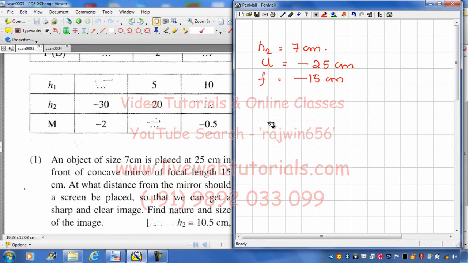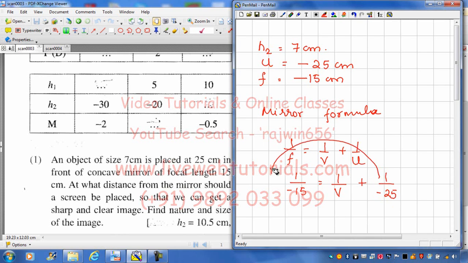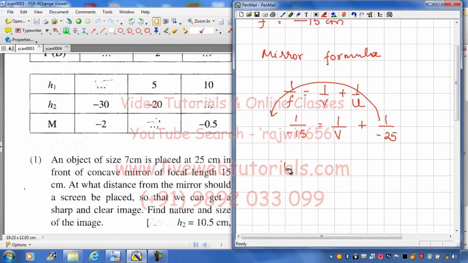Now here, first of all, we are going to use the mirror formula, which is 1 upon f is equal to 1 upon v plus 1 upon u. Okay, I'll substitute 1 upon f means 1 upon minus 15, that is equal to 1 upon v, that's what we are supposed to find, v, plus 1 upon u will become 1 upon minus 25. Okay, I'm going to take this minus 1 upon 25 on the left side, so this is going to become 1 upon 25 minus 1 upon 15 is equal to 1 upon v.